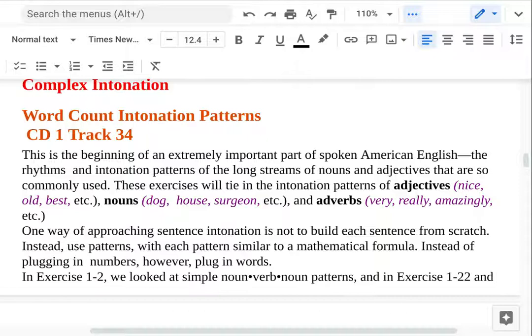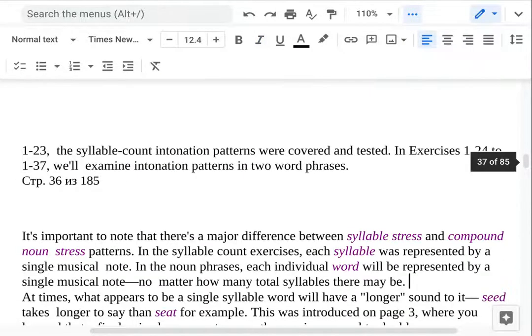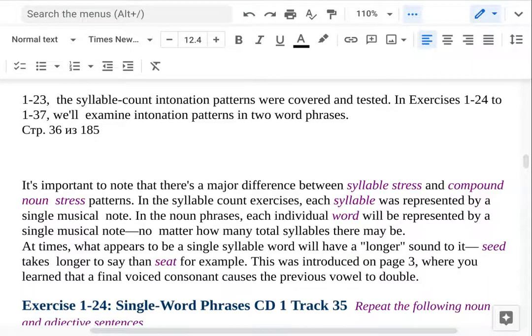It's important to note that there's a major difference between syllable stress and compound noun stress patterns. In the syllable count exercises, each syllable was represented by a single musical note. In the noun phrases, each individual word will be represented by a single musical note, no matter how many total syllables there may be. At times, what appears to be a single-syllable word will have a longer sound to it. Seed takes longer to say than seat, for example. This was introduced on page 3, where you learned that a final voiced consonant causes the previous vowel to double.